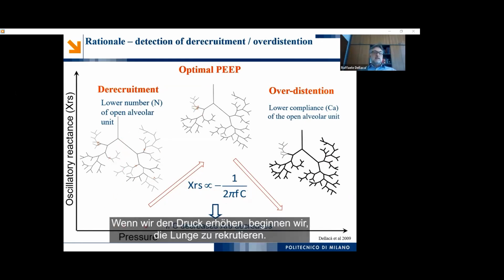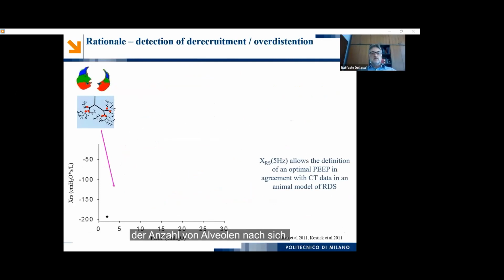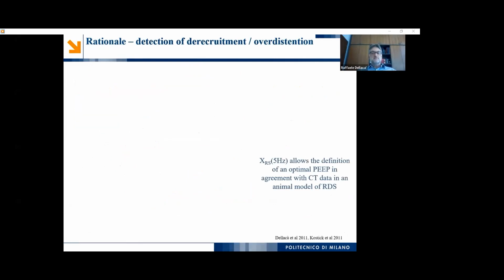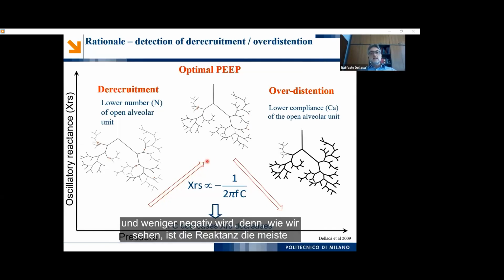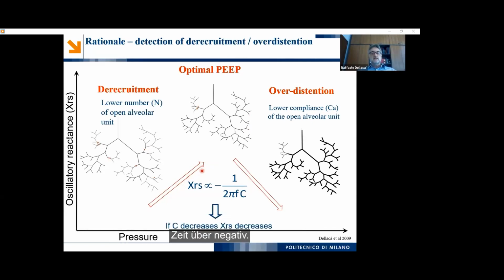When we increase the pressure, we start to recruit the lung, and the lung volume recruitment is associated with an increase of the number of alveoli. This means that our baby lung is increasing, getting bigger, and the overall compliance is improving. Reactance will represent this by increasing, getting less negative, because as you will see, most of the time reactance is negative.